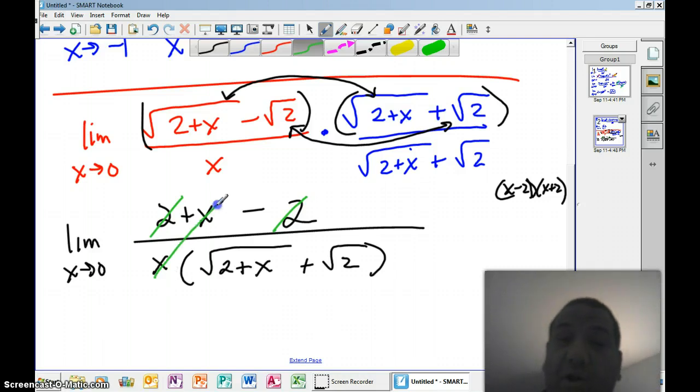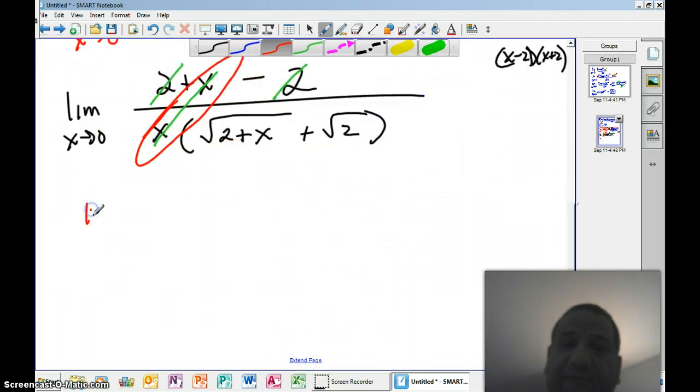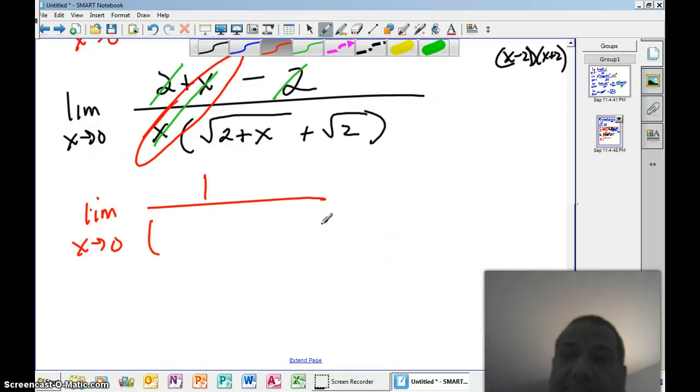The x's will go out. Hallelujah. This is what you're really looking to do. You're looking to get that x out of there. That was the problem in the denominator to begin with. Now, we're left with the limit as x approaches 0 of 1 over this big Megillah.